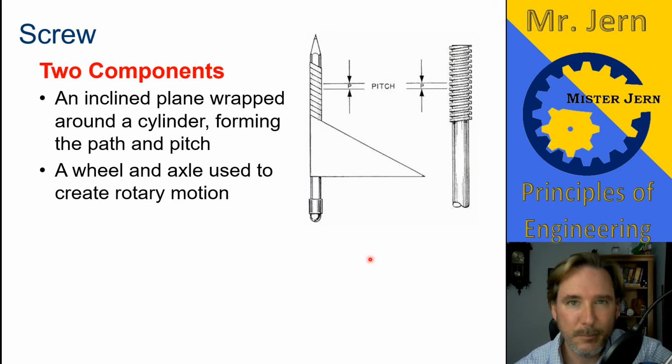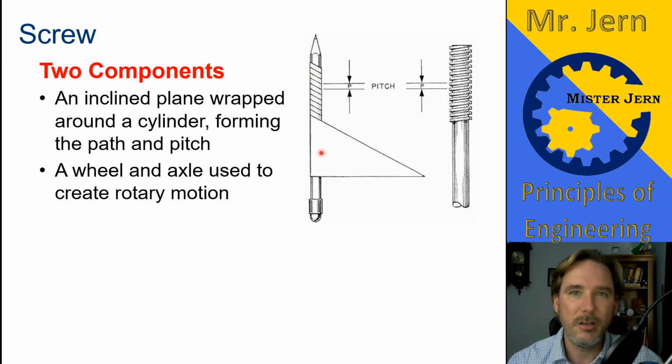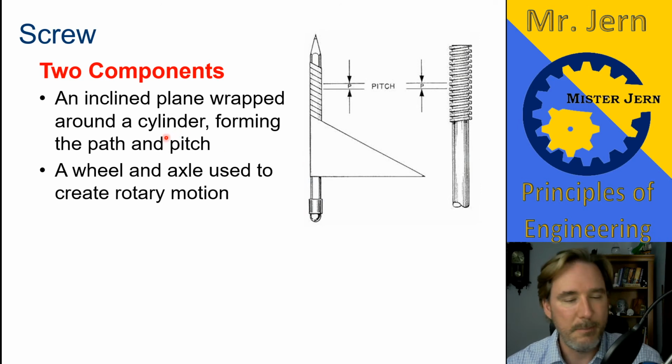It's our last simple machine. There's 6 of them. Screws are a little complicated. They've got 2 components. We got an inclined plane wrapped around a cylinder, which forms the path and the pitch. So there's a couple names here. Specifically, the pitch is one of these words you're going to want to keep in the back of your skull. It's also a wheel and axle used to create rotary motion. So you could visualize the inclined plane, but then during the action of the screw, it becomes a wheel and axle. So there's a couple things to keep in mind here.